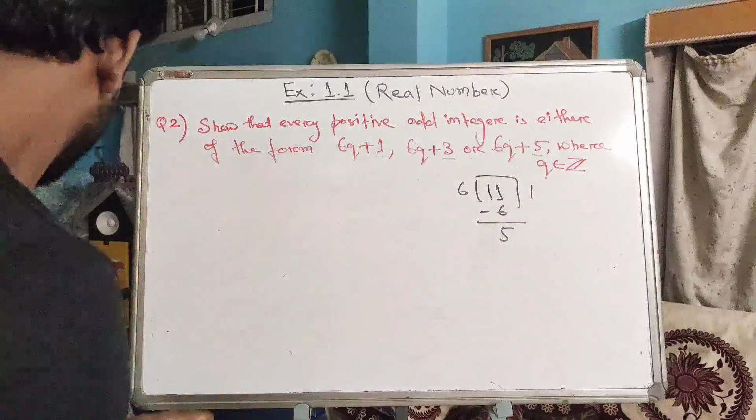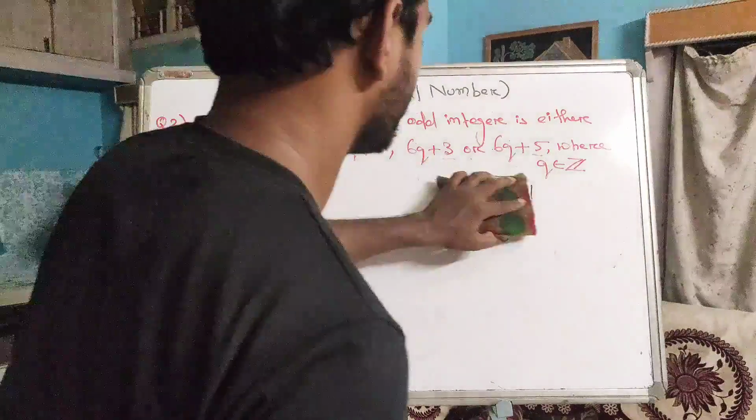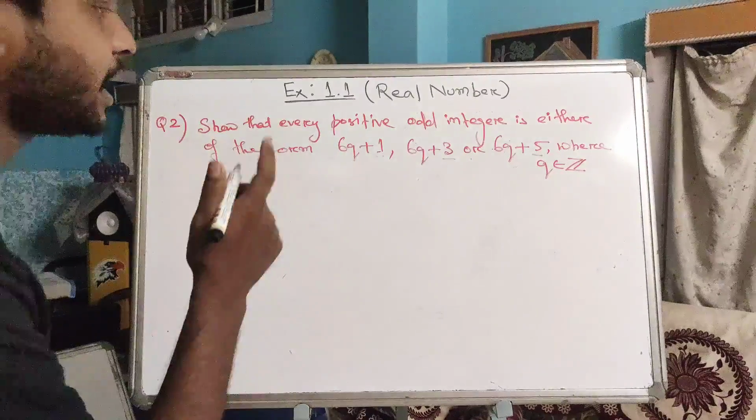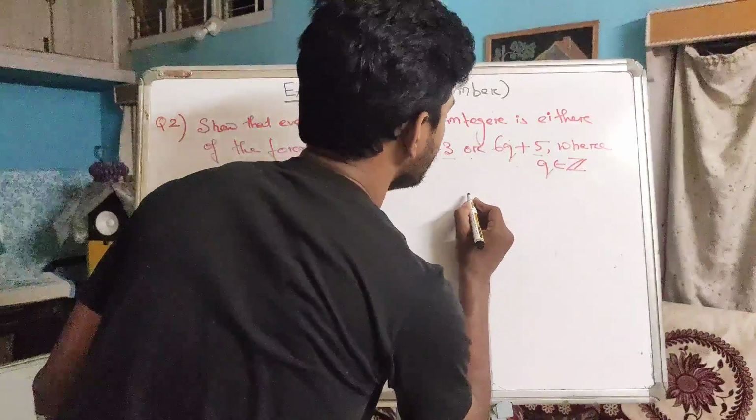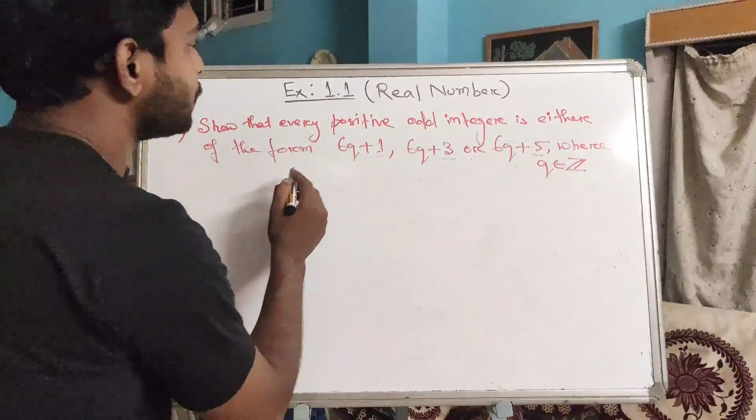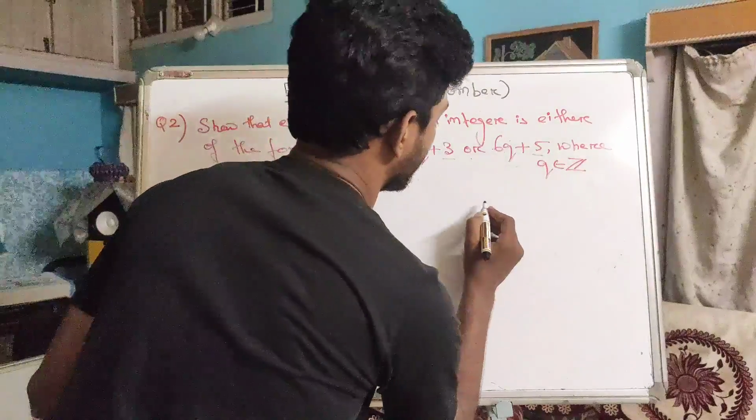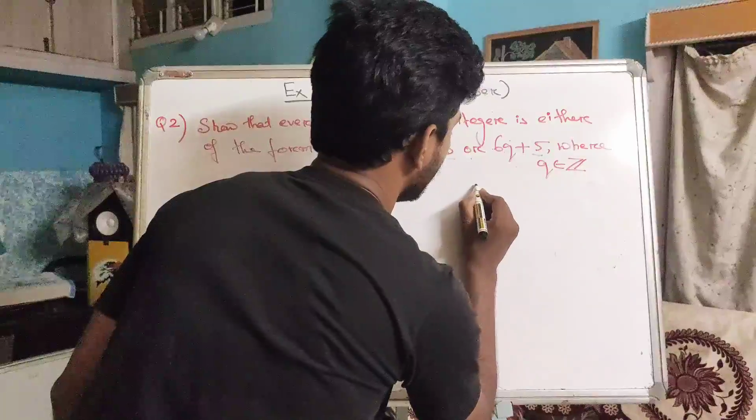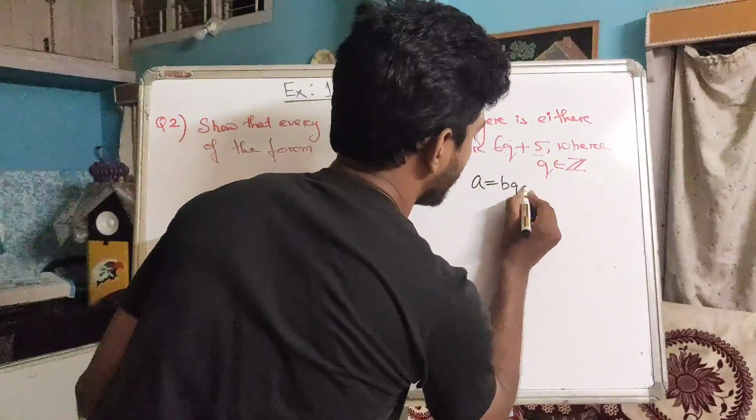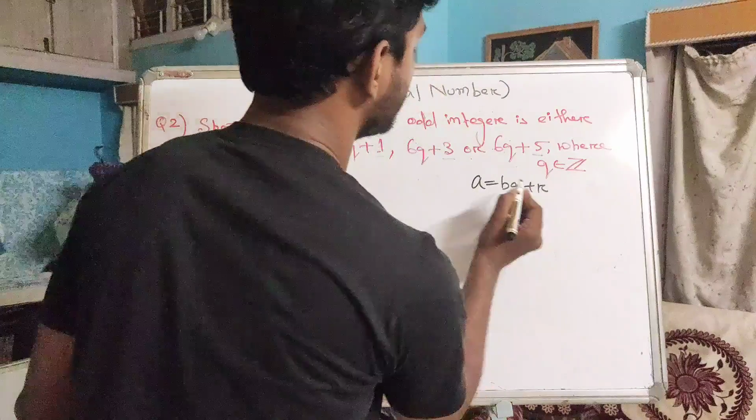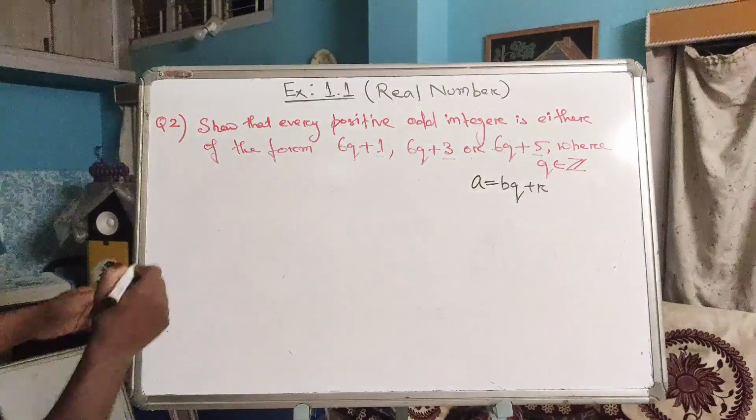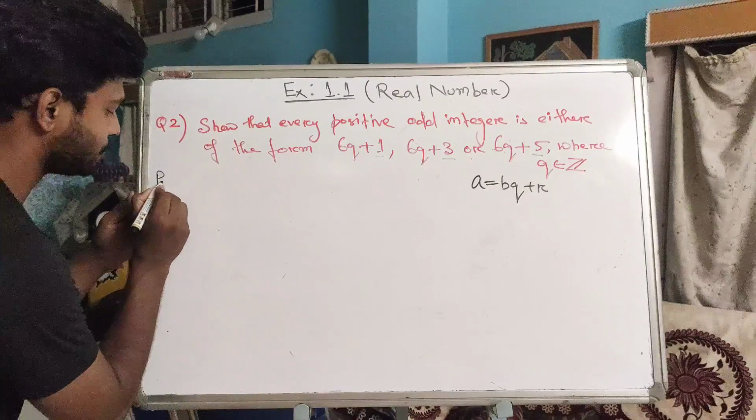Okay, so let's start with our proof. Before showing you how to prove this theorem, let me remind you of the technique we are going to use here. We are going to use Euclid's division algorithm to prove this theorem. The Euclid division algorithm was a equals bq plus r. So this is the technique we are going to use. Let's begin with our proof.